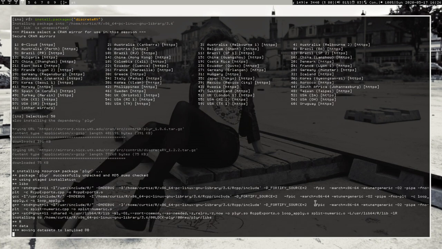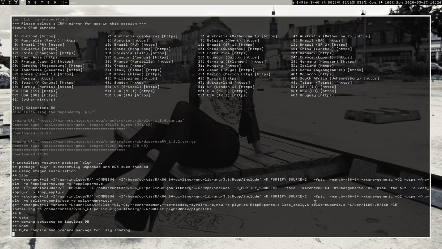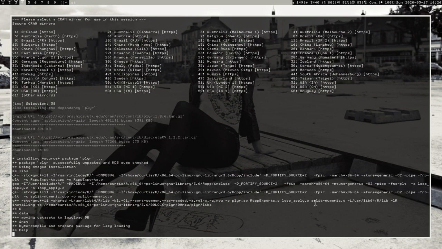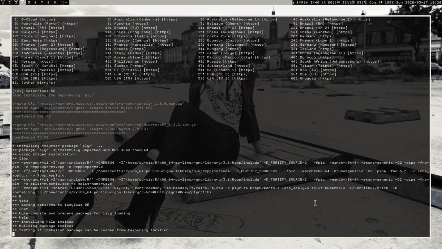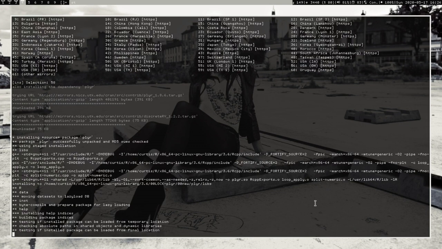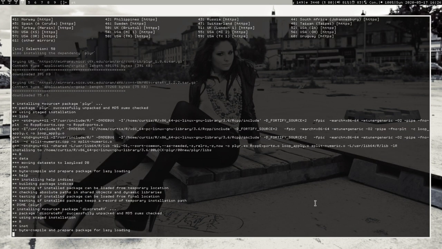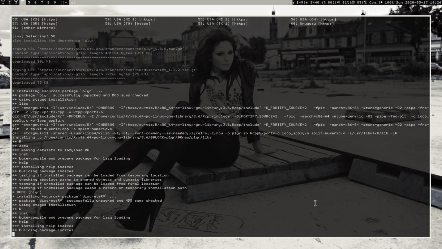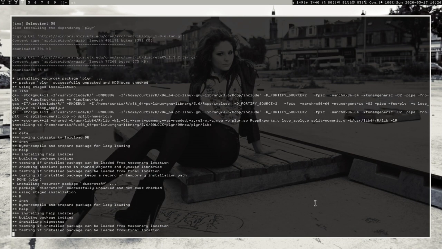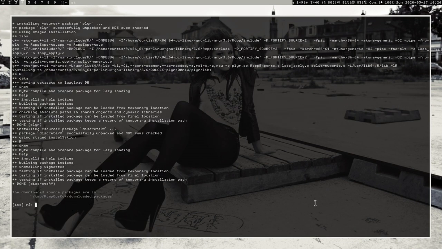Anyone know any good jokes? I don't. All right. It's first installing the package plyr. I'm familiar with plyr. Well, I'm kind of familiar with plyr. It's one of those subsetting packages, a predecessor to dplyr.